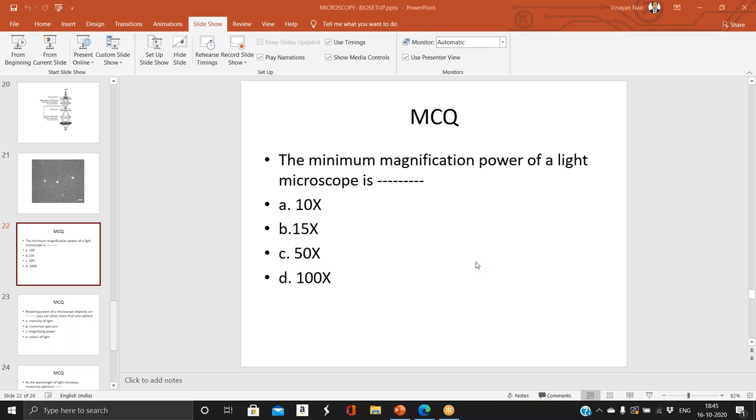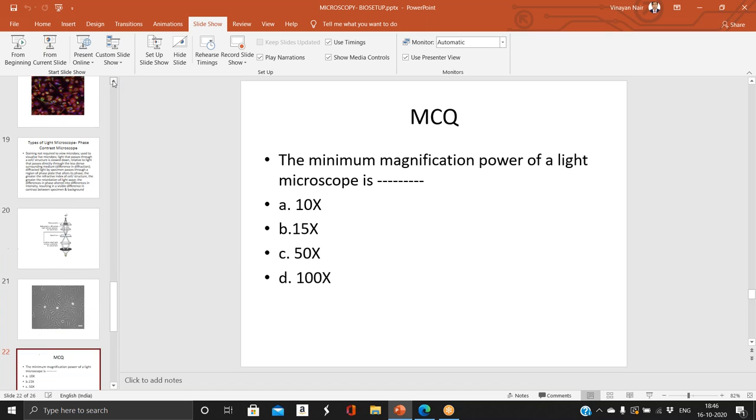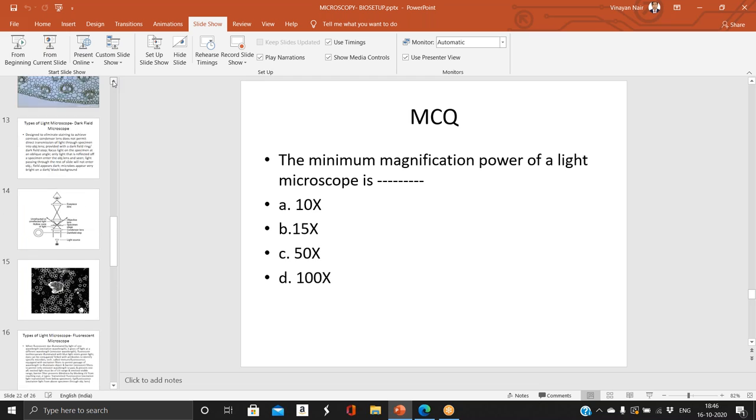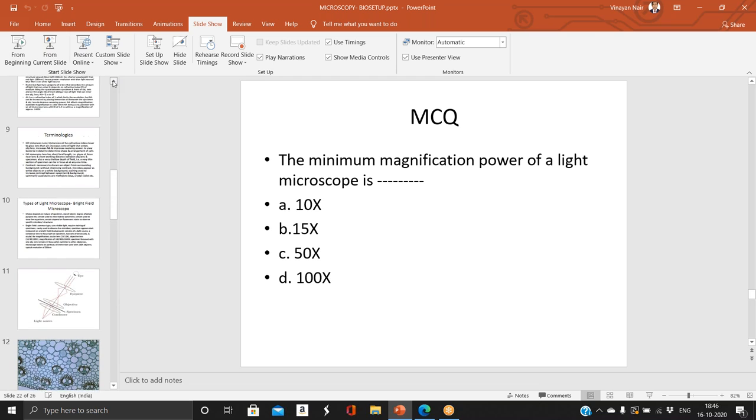So the minimum magnification power of a light microscope. First of all, tell me, what do you mean by magnification power of a light microscope? Anybody, can you answer in the chat box? What do you mean by magnification power of a microscope? Which means you have not understood my last class. Okay, I will explain it just now, right from the slide.